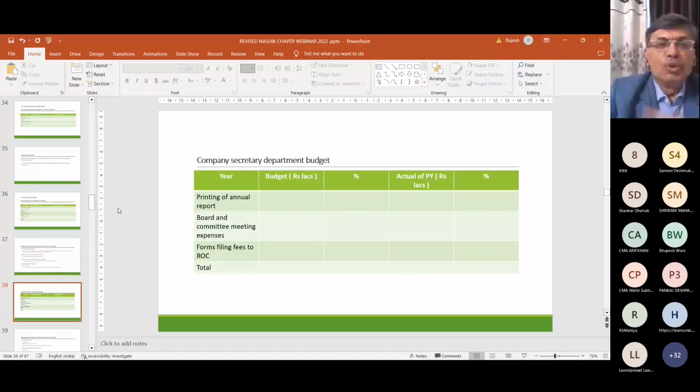Then company secretary department budget. Usually the company secretary department is responsible for these expenses: annual report, board committee meetings, form filing with ROC. So this budget will consider those expenses both for the budget period and the actual period, which will provide guidelines as against the budget.